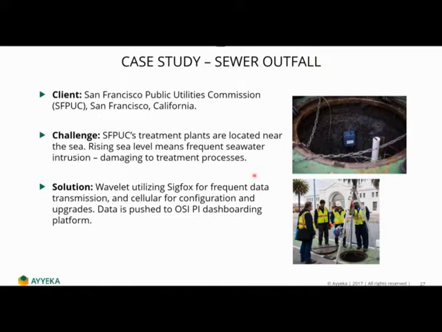Getting stuff into the sewer is not a simple task. That's our device there, that's the wavelet device. The devices there are actually using both Sigfox and cellular at the same time. We're using Sigfox to push data every few minutes, in this case every 5 minutes, and then we're using cellular to do the rest of the stuff.